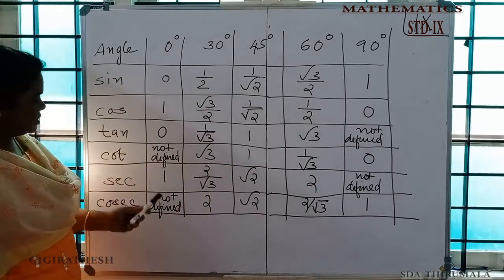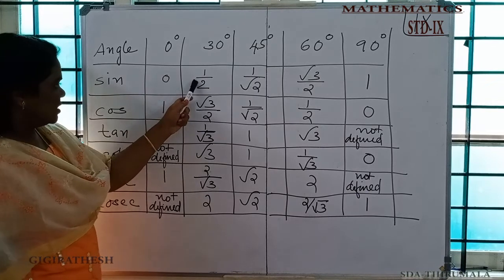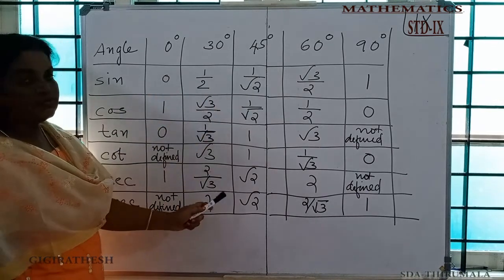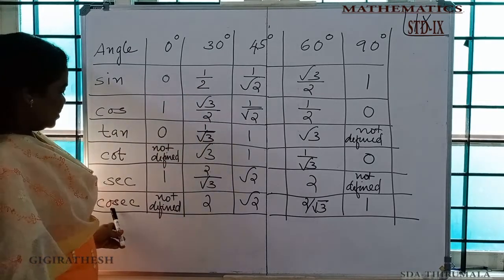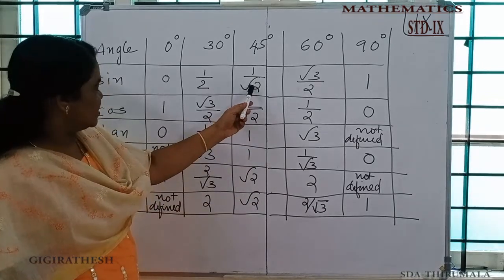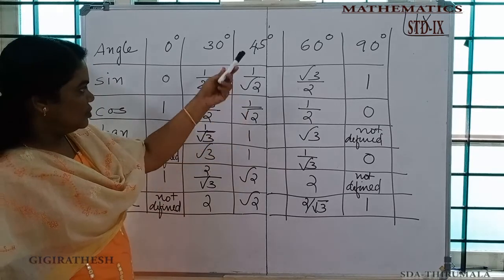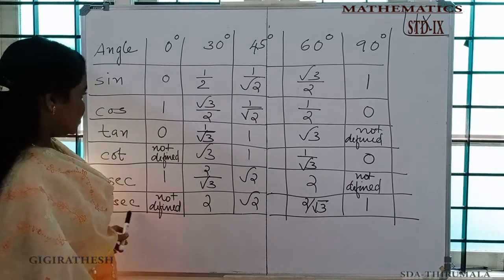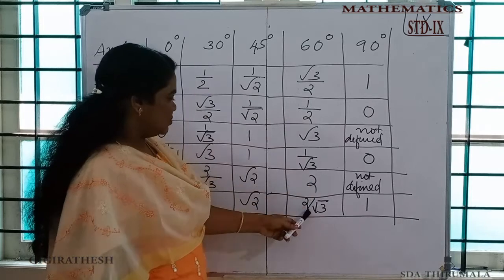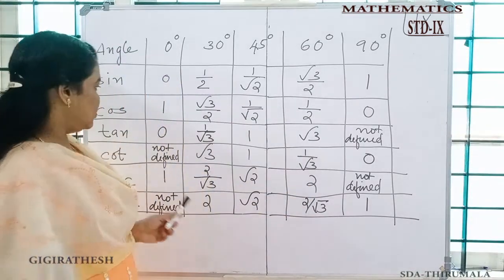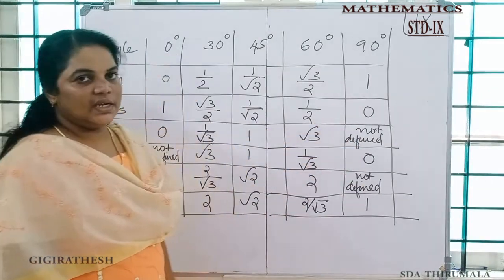And that is cosec. Cosec 0 is not defined, and cosec 30 is equal to 2, because it is the reciprocal of sine values. Cosec 30 is equal to 2 by 1, that is 2. Sine 45 is 1 by root 2, and cosec 45 is equal to root 2 by 1, that is root 2. Sine 60 is root 3 by 2, so cosec 60 is equal to 2 by root 3, the reciprocal of sine. And the last one, cosec 90 is equal to 1.